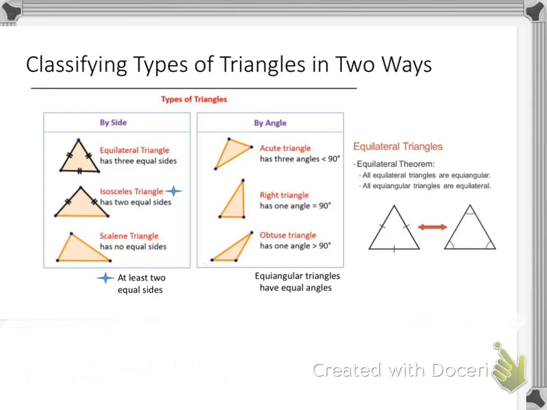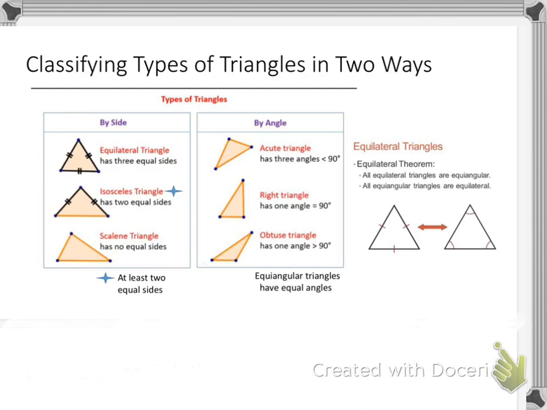Okay, in this slide, we talk about the ways of classifying triangles. There's 2 basic ways. You can classify them by their sides or by their angles. If you classify them by their sides, you can say you have an equilateral triangle, and that means the triangle has all 3 sides exactly the same. You can say you have an isosceles triangle. Now, I'm going to have a little caveat for this, and that's why that little star is there.